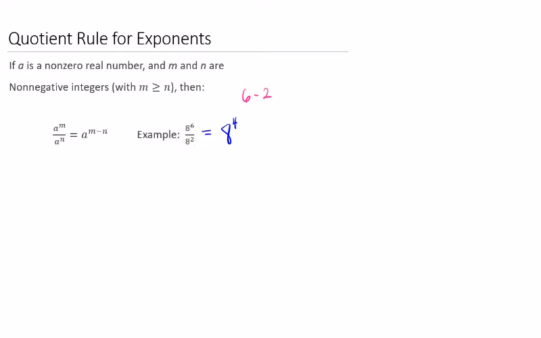Now, if I was asked to simplify it, I'd have to take it a step further and actually evaluate 8 to the 4th. So I could either plug into my calculator 8 caret 4, or I could do 8 times 8 times 8 times 8, and I could get that answer. But for the sake of exploration here, let's keep it in exponential form and just think about why this rule works. So let's put this expression in expanded form.